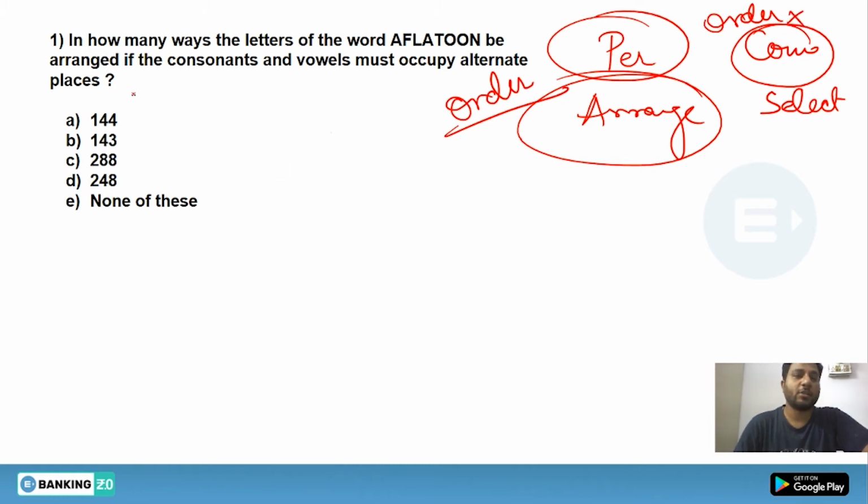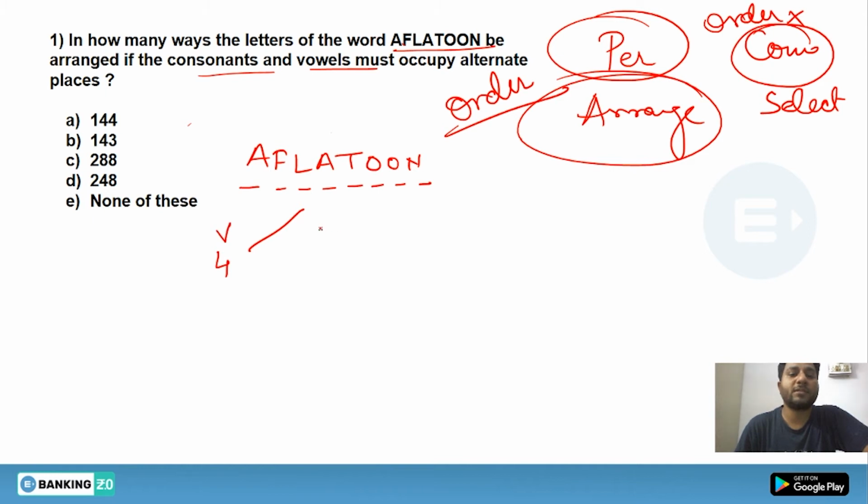Now, the first question says: in how many ways can the letters of the word aflatoon be arranged if the consonants and vowels must occupy alternate places? First of all, you need to find out the places available. There are 8 places available for all the letters, while there are 4 vowels as well as 4 consonants.